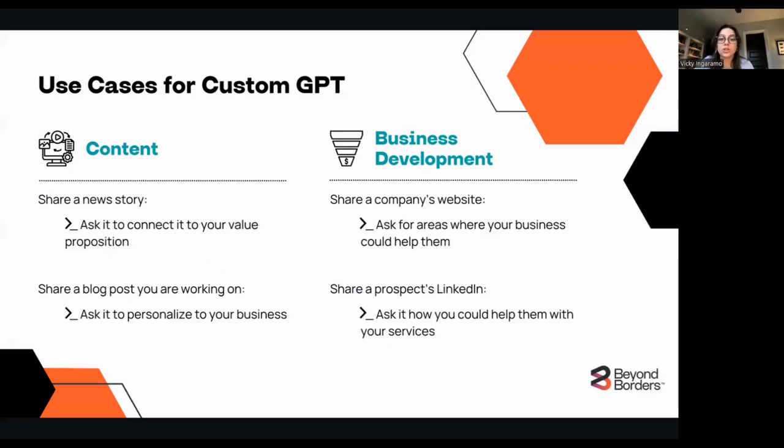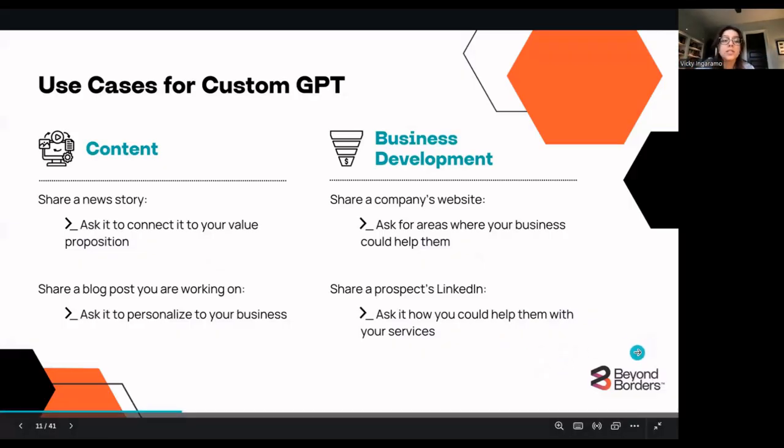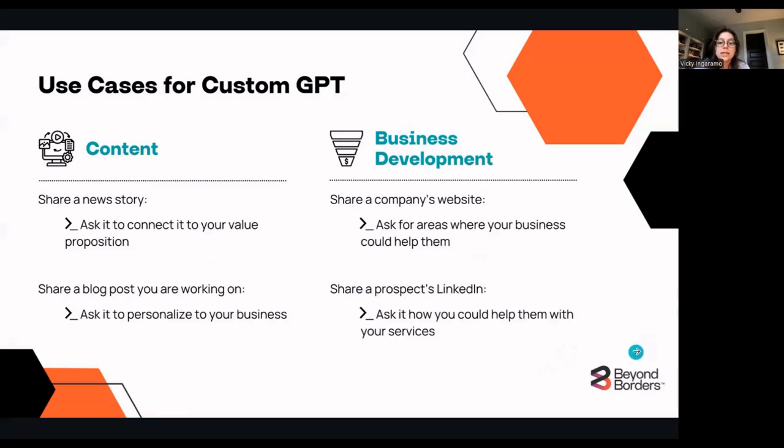For example, you can share a company's website and ask it what's the best way that your business or your services could be tailored to that company or how it could best help that company. Same thing if you have a LinkedIn URL for a prospect, you share the URL and you say, hey, read through what this person does, what they specialize in, and please tell me what services I could offer them to best help with XYZ business, right? So there's a ton of use cases, not just these. Today, we're primarily going to focus on content.